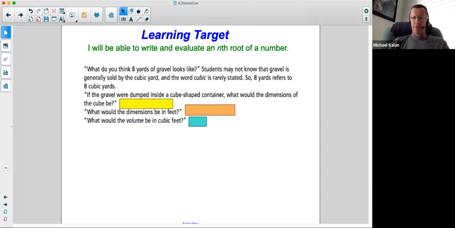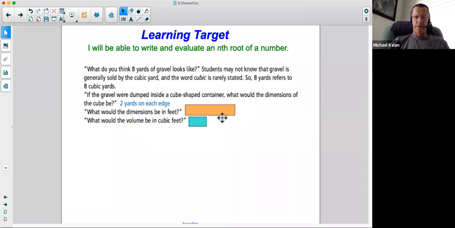Students and other folks may not know that gravel is generally sold by the cubic yard, and the word cubic is rarely stated. So 8 yards refers to 8 cubic yards. So here's a question for you. If the gravel were dumped inside a cube-shaped container, what would the dimensions of the cube be? Think about that. Remember, 8 yards refers to 8 cubic yards. Hopefully you said 2 yards on each side because 2 times 2 times 2, length times width times height, is 8 cubic yards.